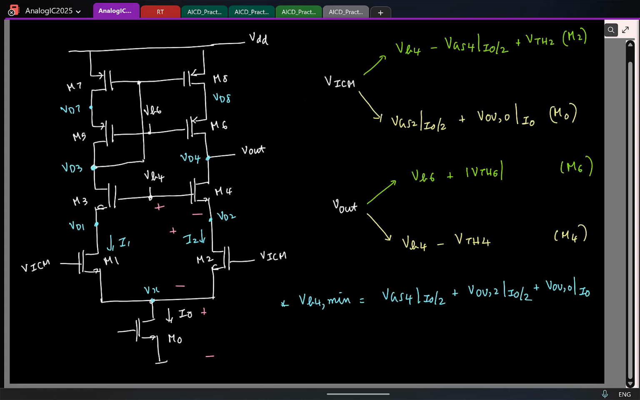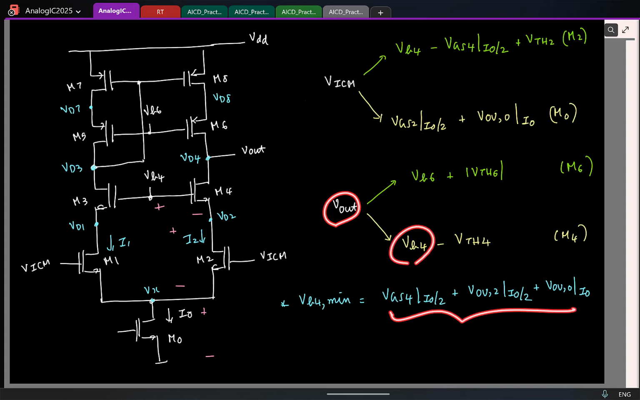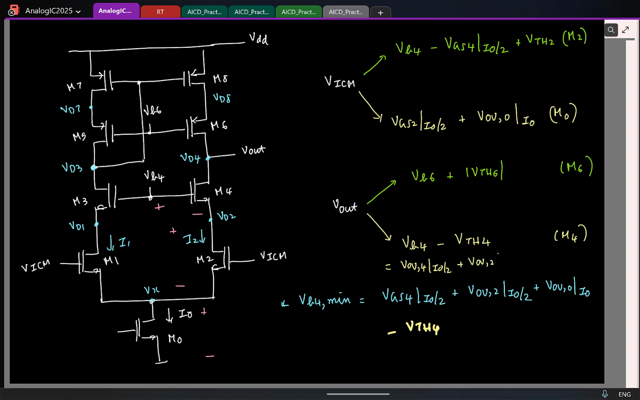Okay. So now we know the minimum of this voltage. Let's try to find the minimum of Vout. So minimum of Vout is this voltage minus a threshold. So I'll write it directly. I have minus VTH4. What does it simplify to? Here I have VGS4 minus VTH4. What does it become? Right. So I can write it directly. Let me do that. So this is going to be overdrive of M4 at a current I0 by 2 plus overdrive of M2 at a current I0 by 2 plus overdrive of M0 at a current I0.